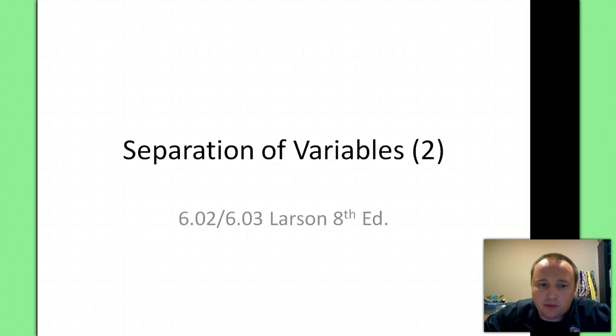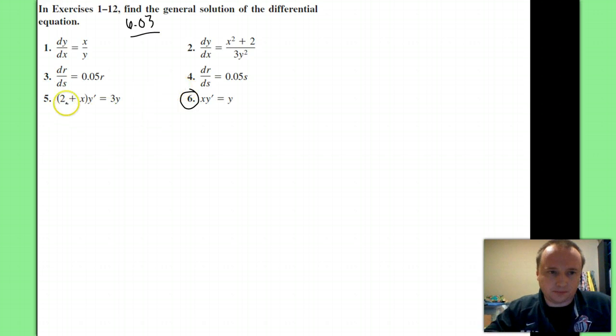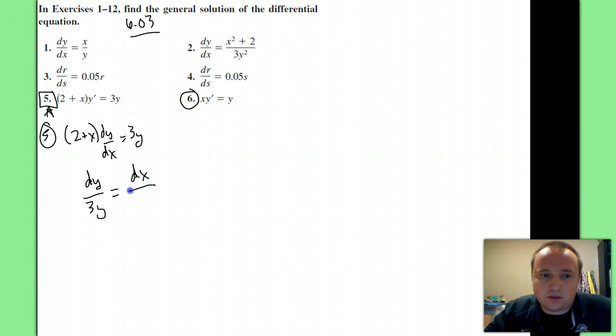So looking at separation of variables, we're really focusing in section 6.03 at this point, where we are really playing with these. We're going to start with some simpler ones. This is section 6.03, and then we're going to build in this more difficult one. So let's start with, I think 6 is a keeper. Let's do 5. y equals dx over 2 plus x.